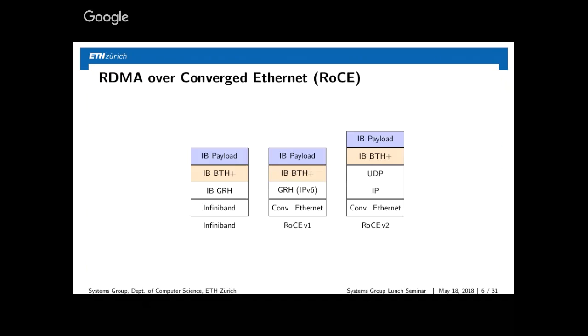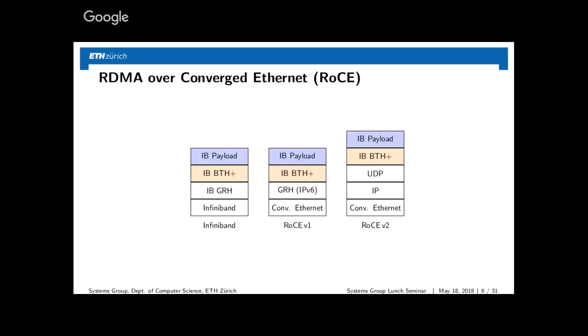And then we have InfiniBand-based transport headers, and the plus indicates that there can be additional optional headers which are encapsulated in this base transport header. And on top, we have the payload, which is the raw data. And in RoCE v2, so RDMA over Converged Ethernet, where Converged Ethernet actually stands for Data Center Bridging Ethernet.